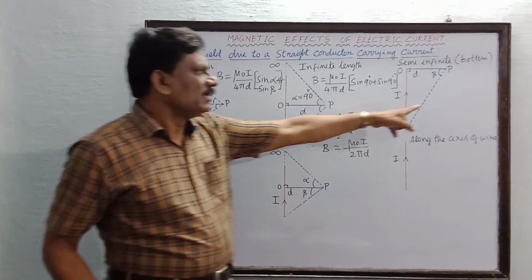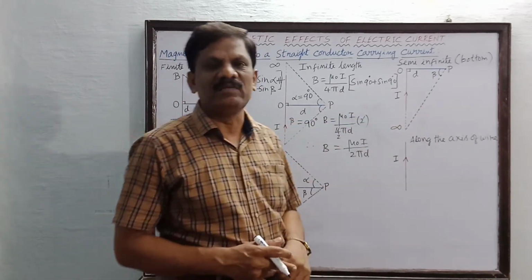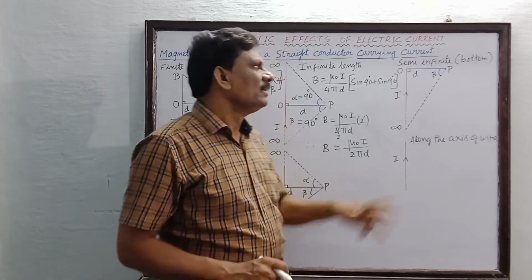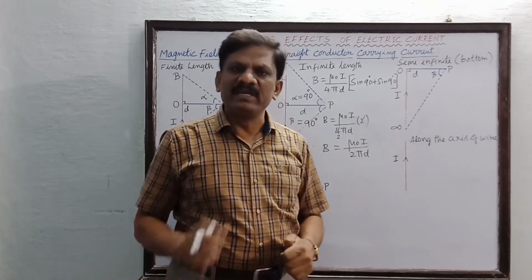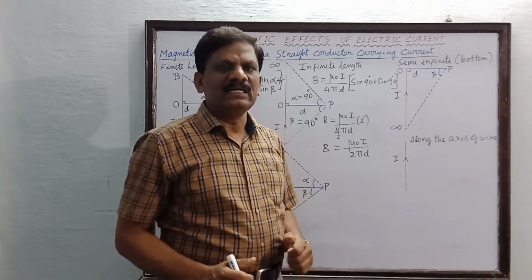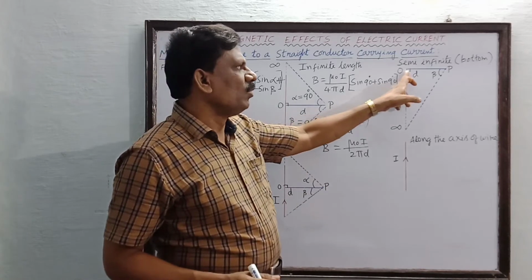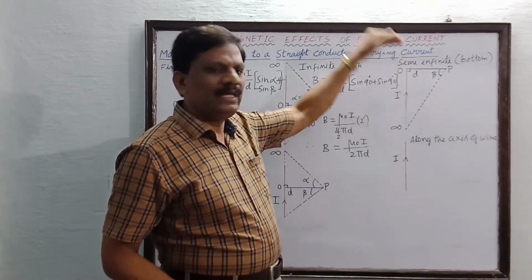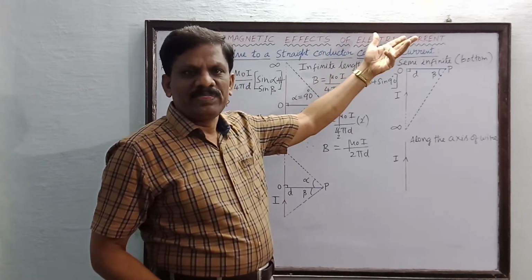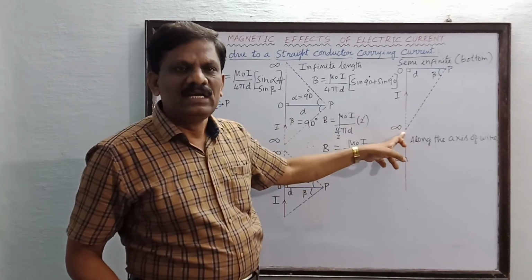Now the third one is called semi-infinite. This is very important for solving IIT and NEET problems. Semi-infinite means only one end is extending up to infinity, while the other end is not extending, it is fixed. You can see here the point O to P is the perpendicular distance D. Above A there is no conductor at all, and below O the conductor is extending up to infinity.